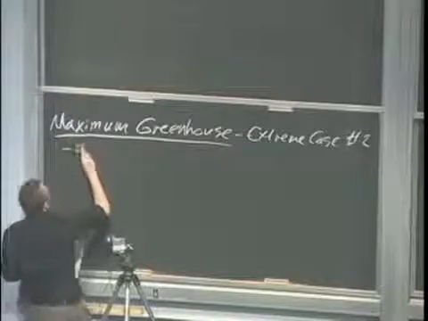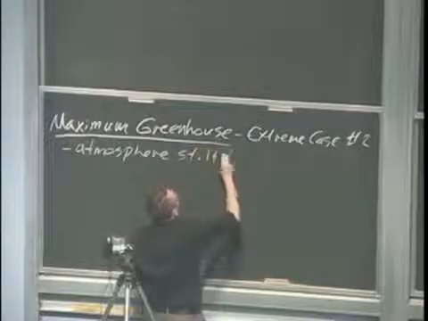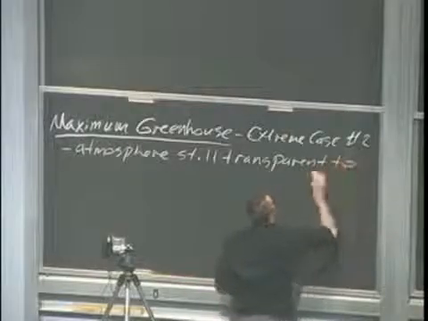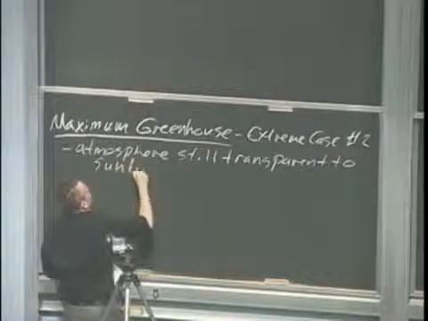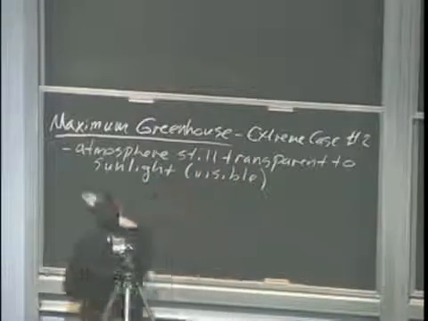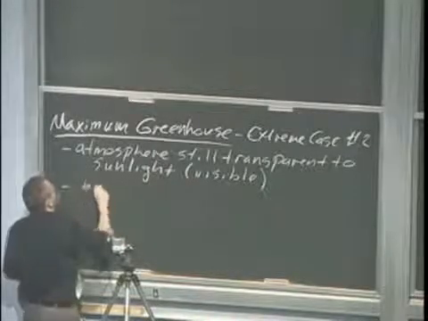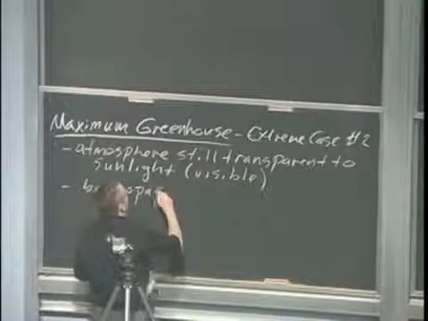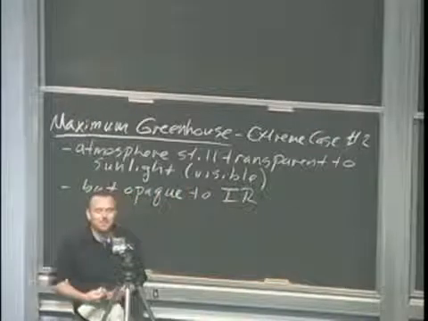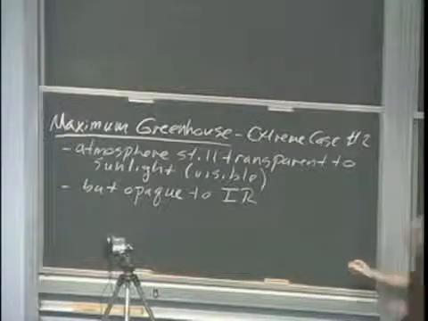So in this case, the atmosphere is still transparent to visible. So it's still transparent to sunlight, which is visible, but it is opaque to infrared. IR, by the way, means infrared. I'm getting lazy. It's invisible, it's opaque to infrared, which means that it completely absorbs it.